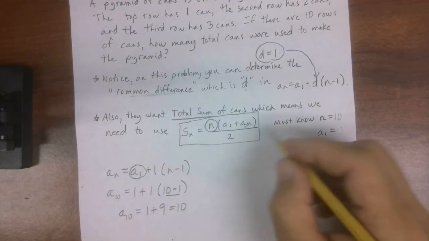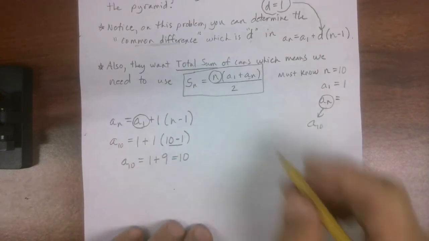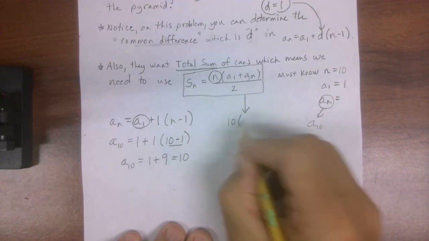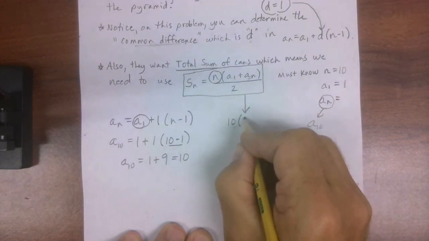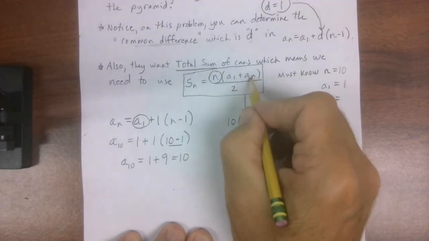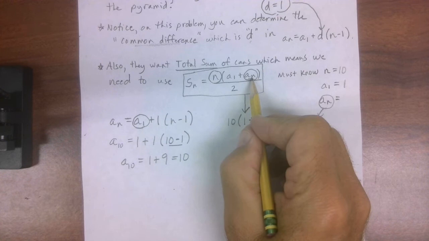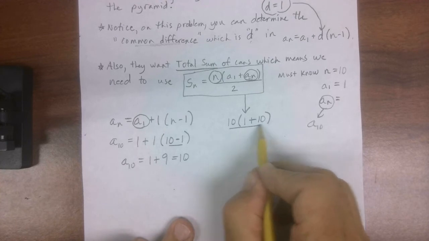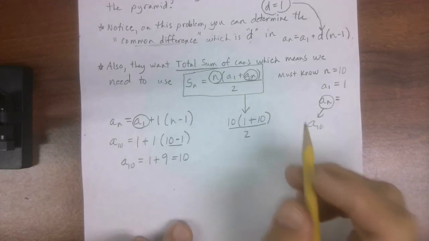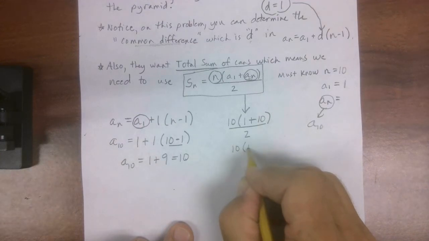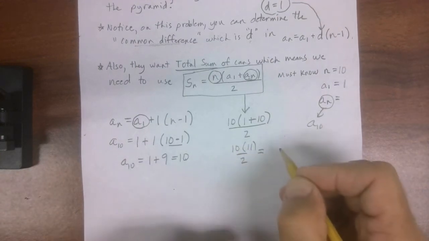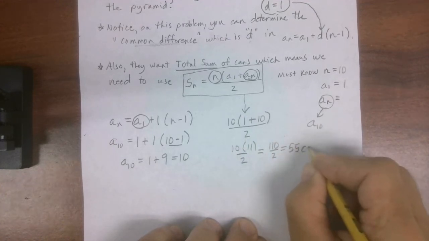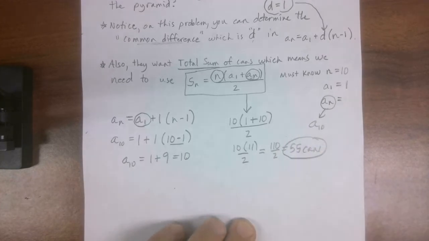So look, guys, if we're going to find the total sum of all the cans, we can use this formula. What is n? 10. How many cans are in my first row, the top one? 1. How many are in my 10th row, my final bottom row? That's 10. And now we're just going to divide that by 2 because that's part of the formula. So let's do the math. 10 times 11 over 2 equals 110 divided by 2, which is 55 cans in the entire pile pyramid.